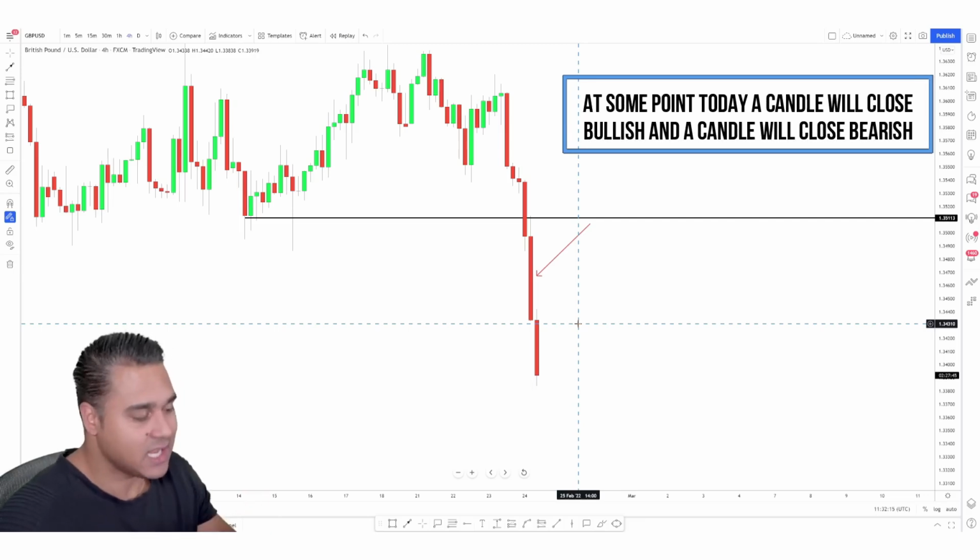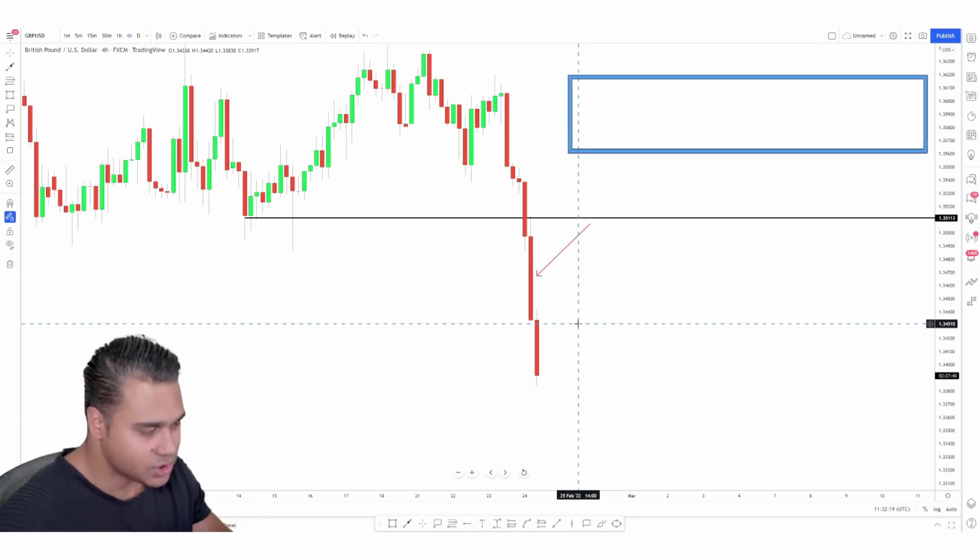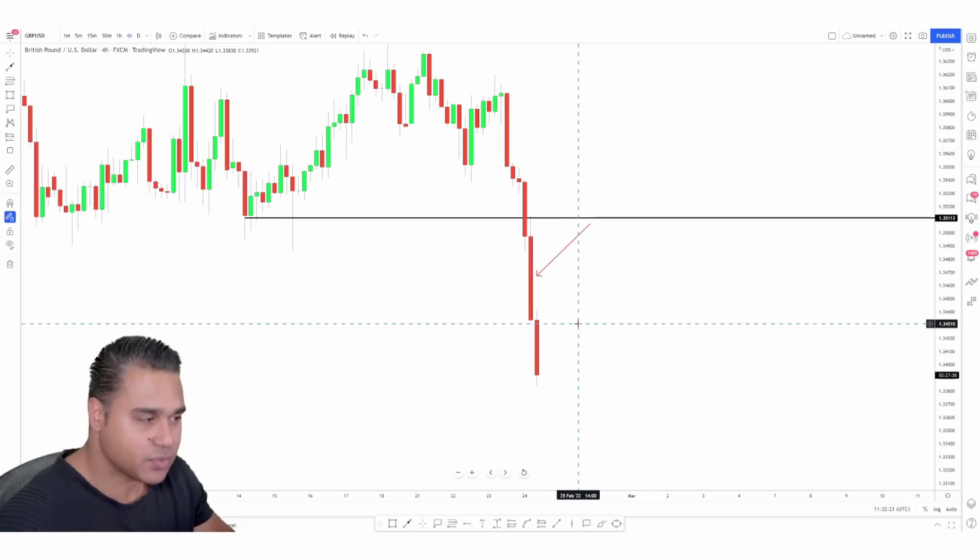At some point today, a candle will close bullish and a candle will close bearish. What you can't guarantee is a retest. What you can't guarantee is a break and retest. What you can't guarantee is a double top. What you can't guarantee is a breakout. What you can guarantee is that a candle will close bullish or bearish.